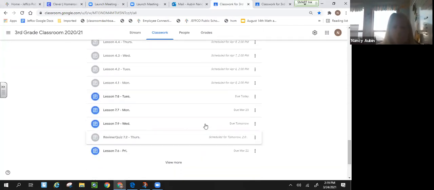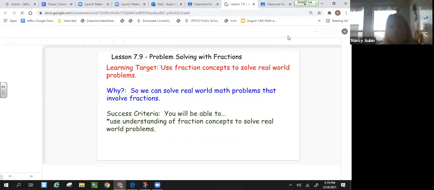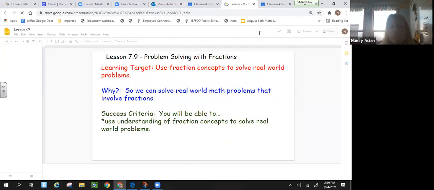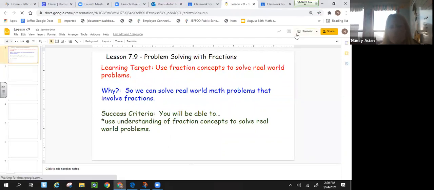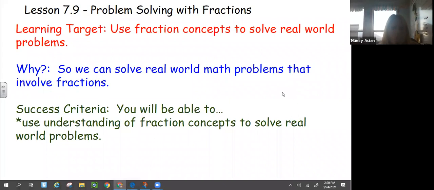Today is Wednesday, so it's lesson 7.9. All right. Today's kind of a fun day because we get to use all of our learning to help us solve real life problems using our fraction concepts. So we're going to do more problem solving so we can solve these in real life. You're going to use that understanding. You're going to use those skills, Josh, that we have to solve these problems.